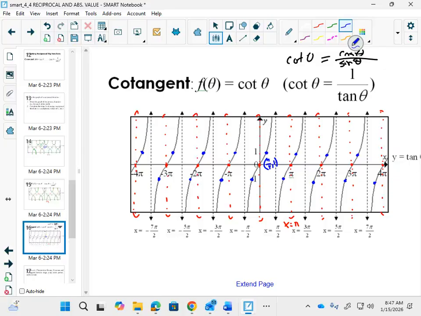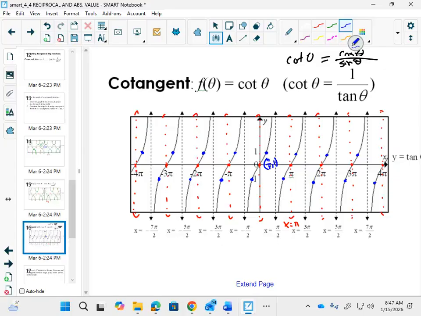And this is where the cotangent graph is unique. So normally, my tangent graph goes off to infinity. Normally, on a reciprocal graph, that would cause you to draw an asymptote at y equals 0. But in the case of cotangent, they've decided to graph cotangent as cos over sine more than as 1 over tangent.